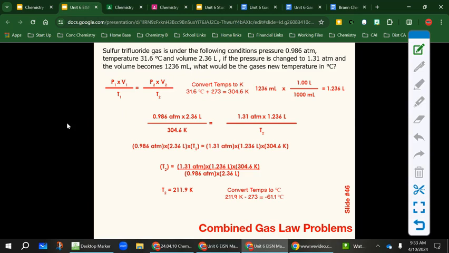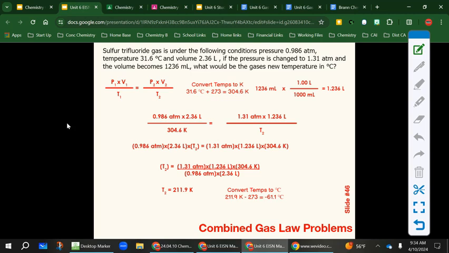By the way, what actually happened to our temperature here? It went down. What caused that? The volume. Pressure was trying to send it what direction? Up. Volume was trying to send it down. Volume wins. Does it win every time? No.